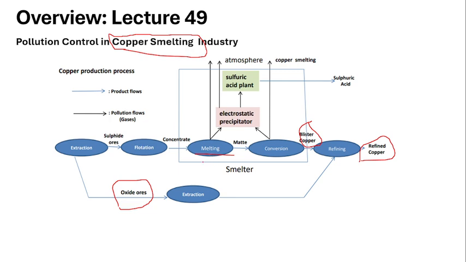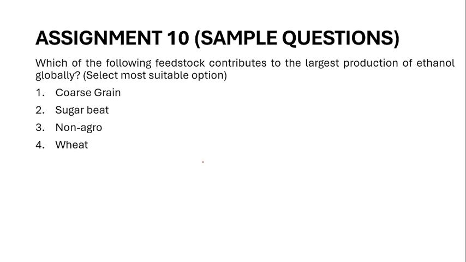So now coming to some sample questions for this week 10. First question: which of the following feedstocks contributes to the largest production of ethanol globally? We have discussed a lot of sources for ethanol production. In the case of India, it is molasses, but they are asking about global production. So the right answer is coarse grain.